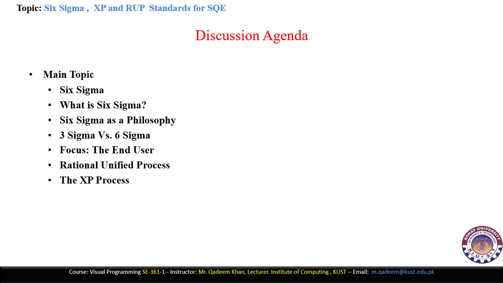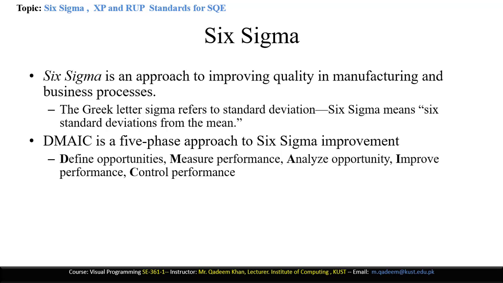This is the discussion agenda. It contains the topics of Six Sigma. What is Six Sigma? Six Sigma as a philosophy, Three Sigma versus Six Sigma, and then focus of the end user, and then the Rational Unified Process model, and at the end we have the XP, Extreme Programming, process model.